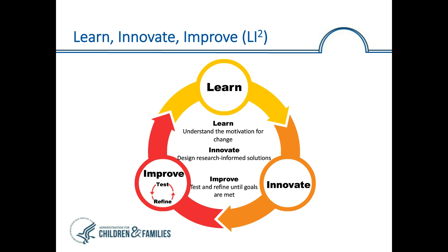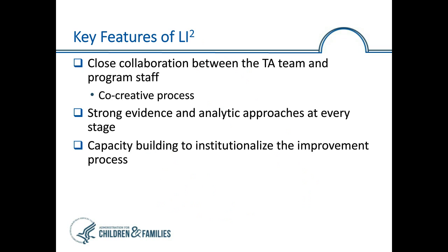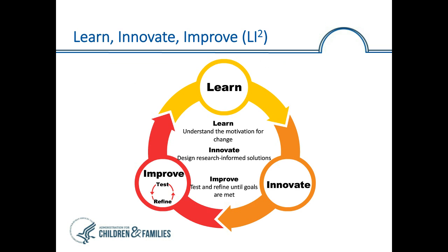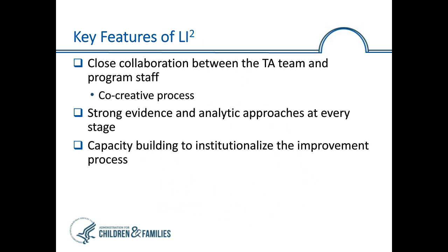And what LI squared is, it's a change management process that really embeds in analytic techniques for improving program or desired outcomes. So you'll notice that circular graphic itself, the learn, innovate, improve, you have multiple on-ramps, multiple off-ramps. So you can start with the improve stage if that's where you're at. You can start or exit at different places along the process itself.